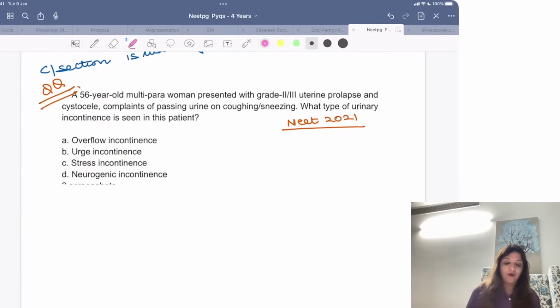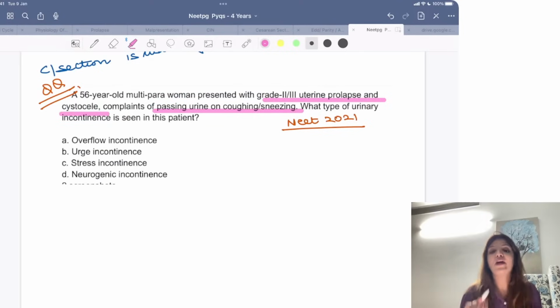Right? Now, a 56-year-old woman with grade 2 or grade 3 uterine prolapse and cystocele complains of passing urine on coughing and sneezing. All of you know that whenever a patient is passing involuntary urine on coughing or sneezing, that means whenever intra-abdominal pressure is increased, that is what is called stress incontinence. And stress incontinence may be seen along with prolapse. Prolapse patients can have stress incontinence, right?